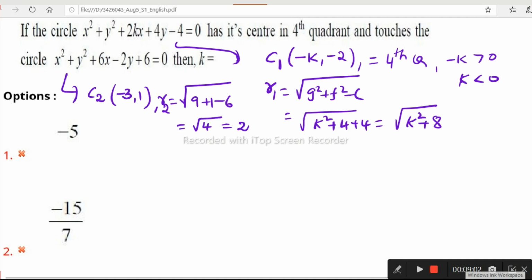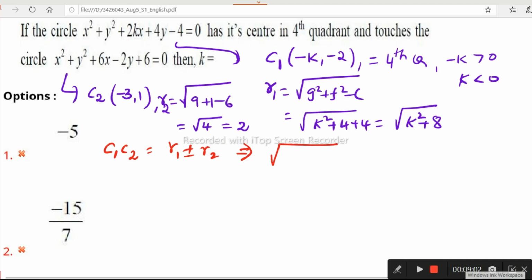What is the condition for touching each other? C1C2 is equal to R1 plus or minus R2. What is C1C2? That means the distance between the centers, under root, the distance between the 2 points under root.